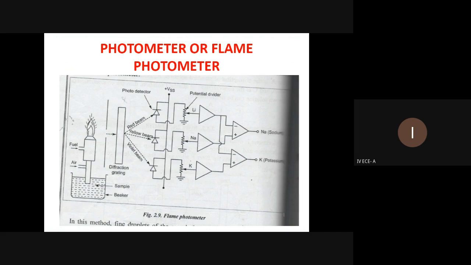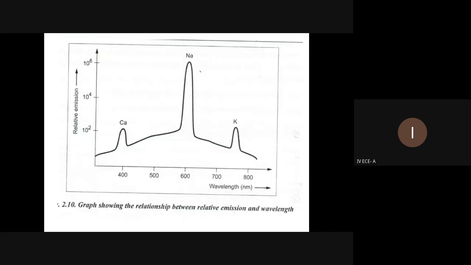The sample is introduced to the flame at a constant rate. Filters select which colors the photometer detects and exclude the influence of other ions. Before use, the device requires calibration with a series of standard solutions of the ions to be tested. Flame photometry is crude but cheap compared to flame emission spectroscopy. So this is the flame photometer.